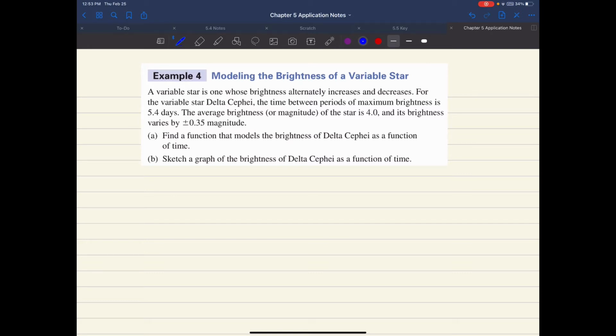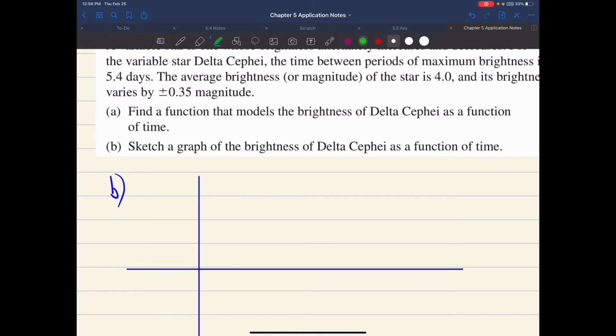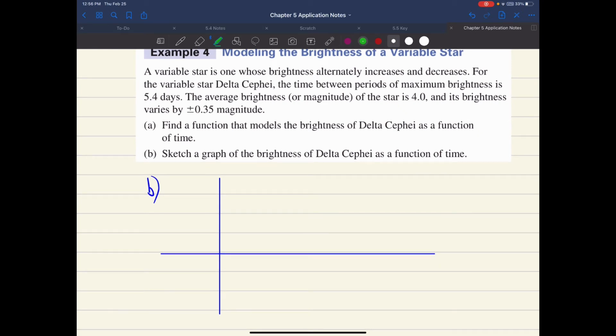So once again, I'm going to actually start with this B part. Let's work on the graph. This is one that is particularly difficult if you don't draw the graph first. Okay, so I'm going to go back to the paragraph and just read some of these things again. So it says the time period between maximum brightness is 5.4 days. So that's really just telling you your period almost directly. So we're talking about this sentence. Okay, so what I'll do with that is just say, okay, well, I know the period's 5.4 days. And I know this axis is in days.